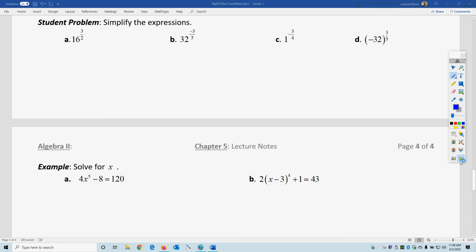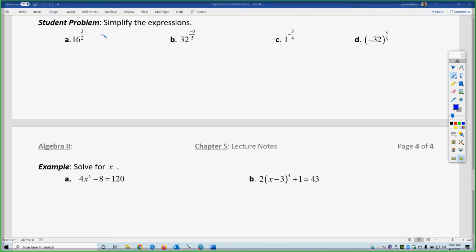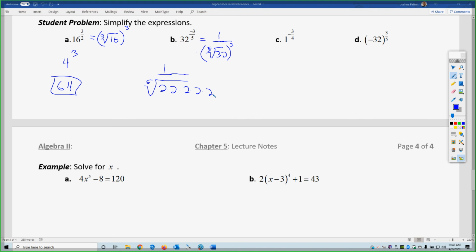Okay, so the next one we have the square root of 16 to the 3rd. You can put the 3rd power on the inside or the outside. I choose the outside. So the square root of 16 is 4. 4 to the 3rd is 64. Okay, next one has a negative, so I must do 1 over the 5th root of 32 to the 3rd power, or 1 over, let's see, 32 is 4 times 8, so that's 4, and that's 8.